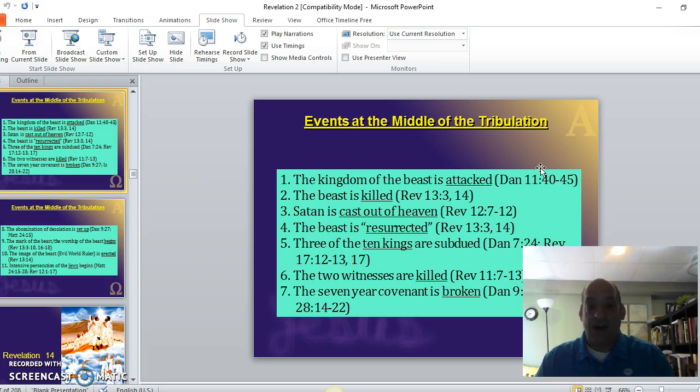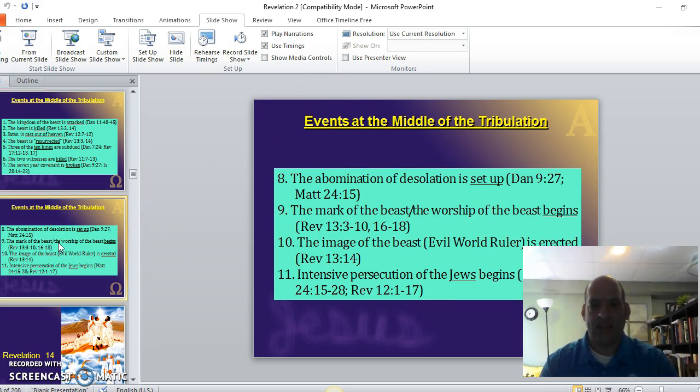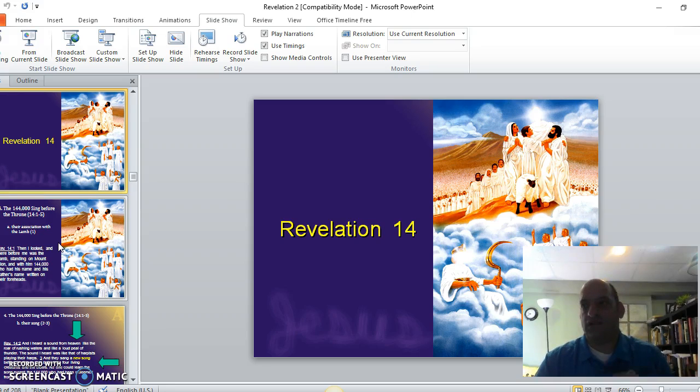He's resurrected. Three of the ten kings are subdued. Again, you've got to read chapter 7 of Daniel. The two witnesses are killed, and the seven-year covenant is broken. That time of peace and prosperity ends, and this moves us even closer to the time of desolation. And the abomination of desolation is set up. The mark of the beast is given, and the image of the beast is erected. And again, intensive persecution of the Jews begins. You can pick up Matthew chapter 24.